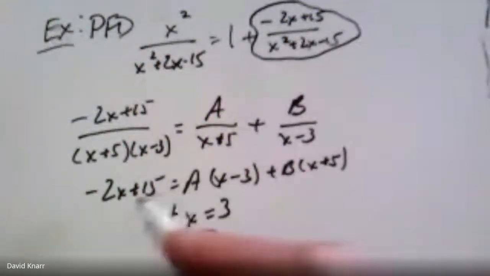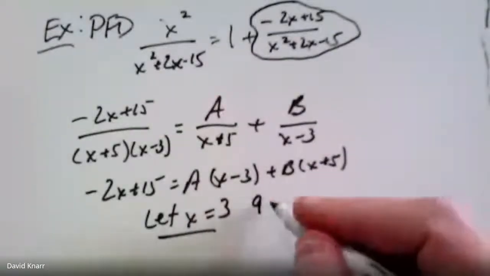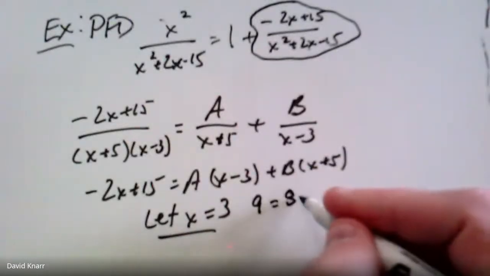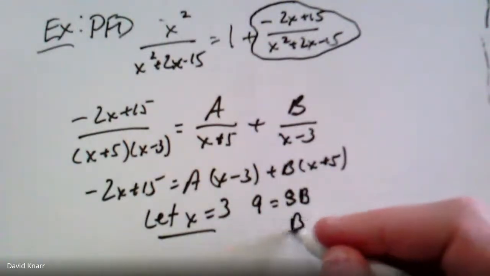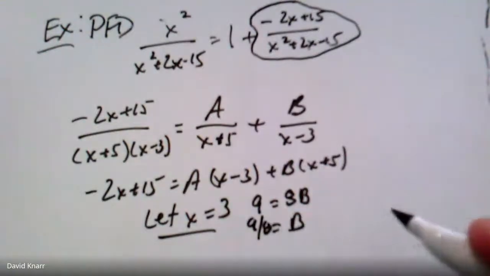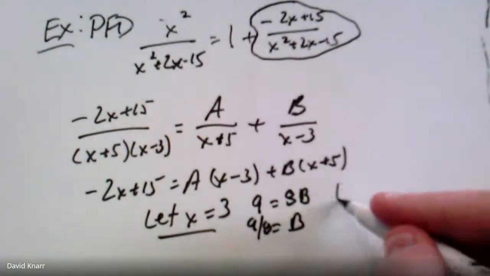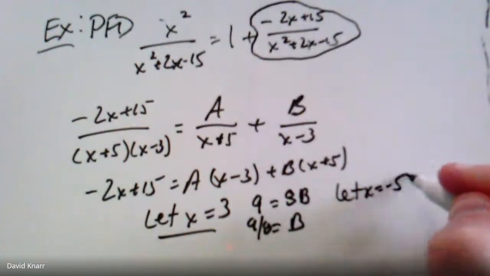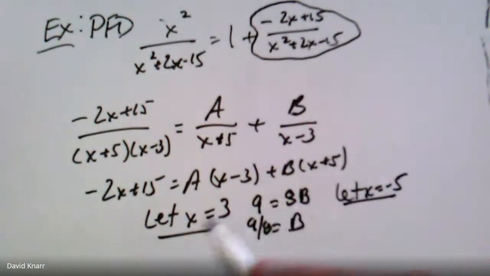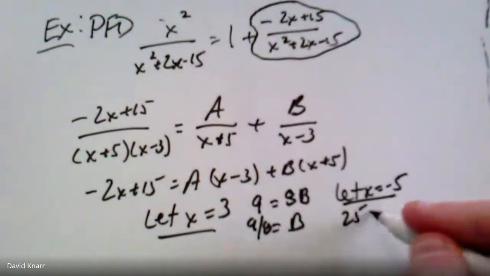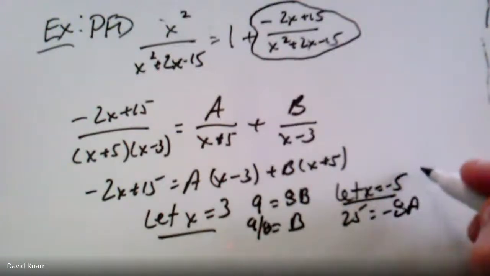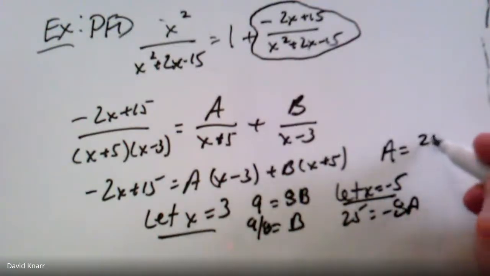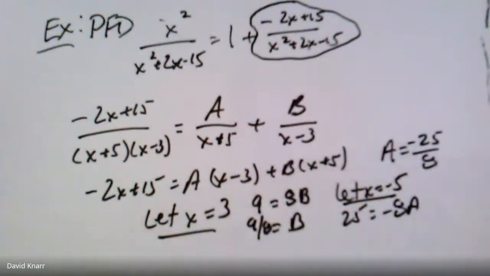So now we're going to let x be 3. If we let x be 3, we get 9 equals 8B. So that makes B 9 over 8. So B is a fraction. That's okay. And then if we let x be negative 5, we'll have 25 equals negative 8A. So that makes A negative 25 over 8. So there's my A and my B.